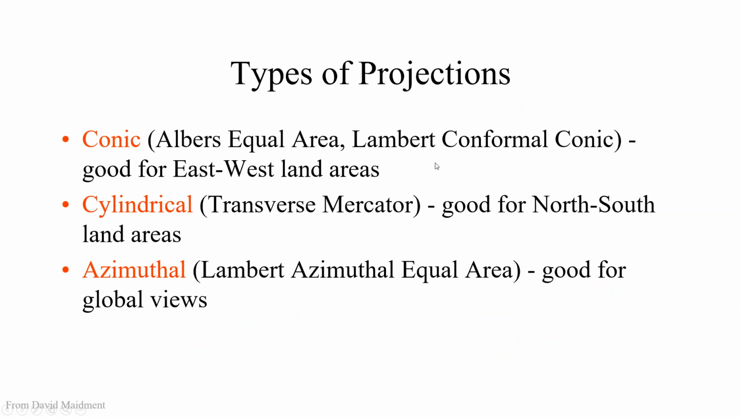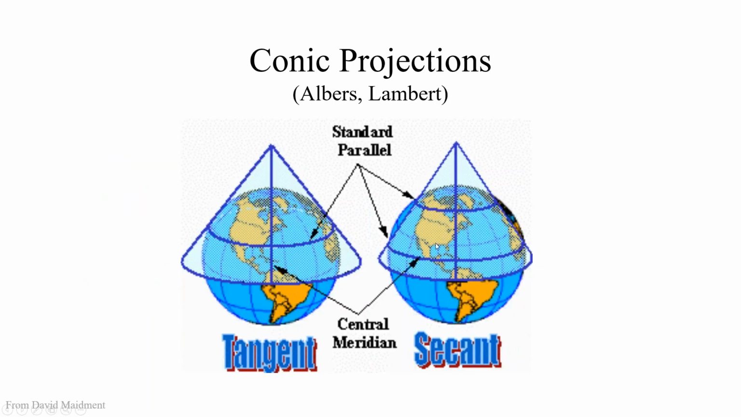So there are a number of types of projections. Conic projections that effectively use a cone to flatten out the surface, cylindrical projections that use a cylinder, and then azimuthal projections that are good for global views.